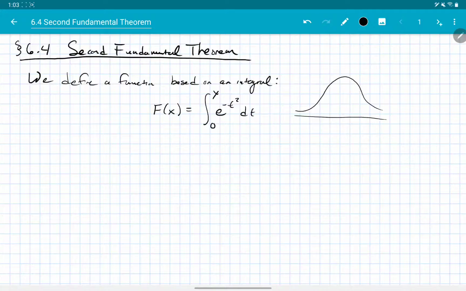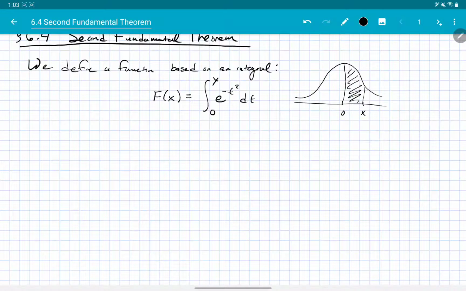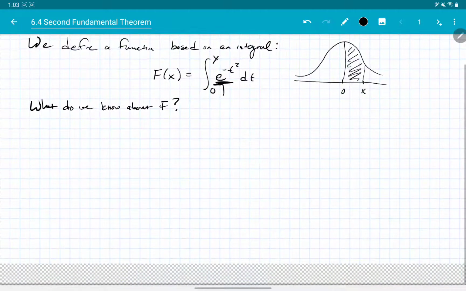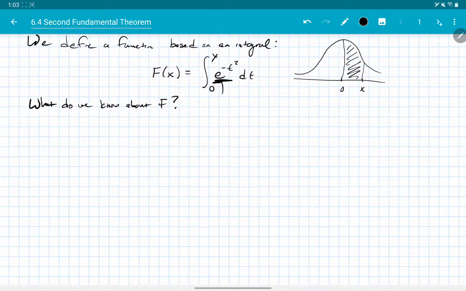So this is the famous bell curve, and this function tells us the area between 0 and x there under the bell curve. That's what that function, capital F, would be. Capital F would give that area. And if we define capital F this way, what do we know about capital F? Does it have anything to do with that function inside there, right? Well, the answer is yes, we do know something about it, and that's what the second fundamental theorem says.